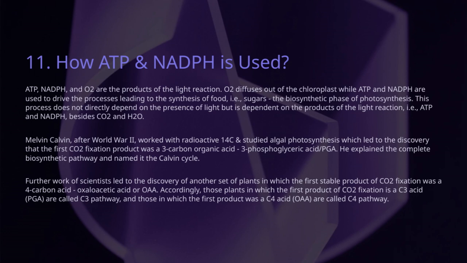So, the presence of light is crucial indirectly, because it produces these energy-rich molecules. And of course, CO2 and H2O are the raw materials, but without ATP and NADPH, the plant wouldn't be able to turn those raw materials into sugars. This interconnected system highlights how the light reactions and the biosynthetic phase work hand in hand to ultimately produce the food that sustains the plant and us.